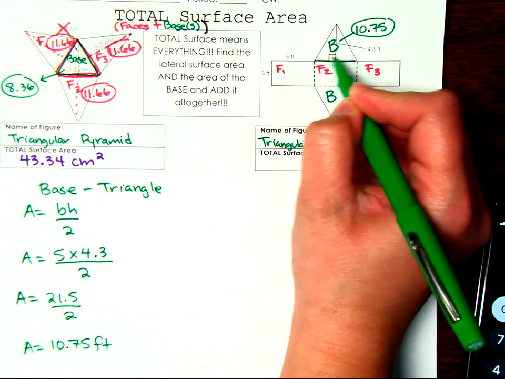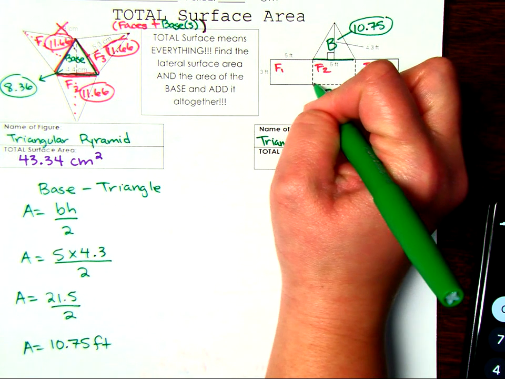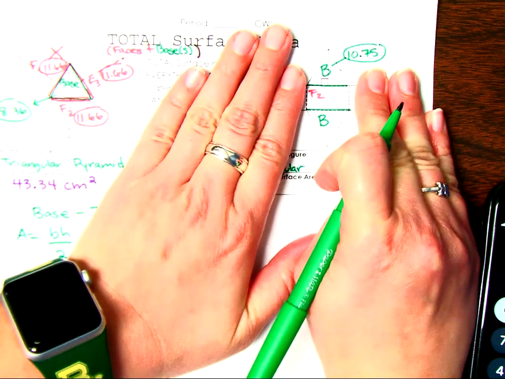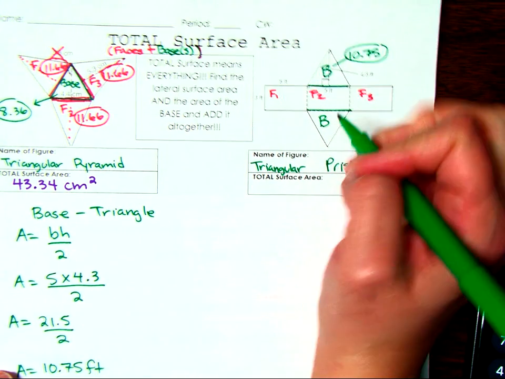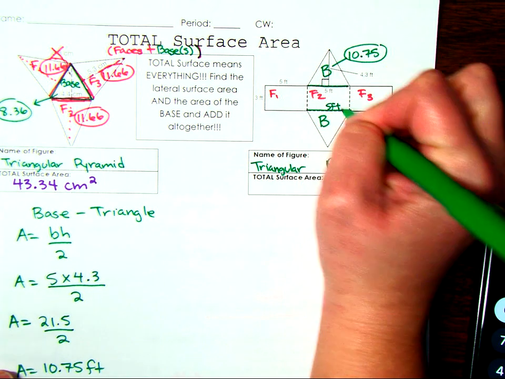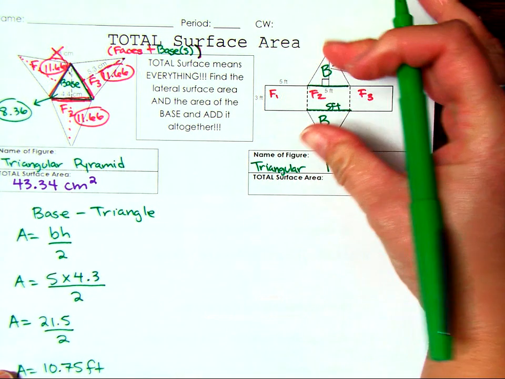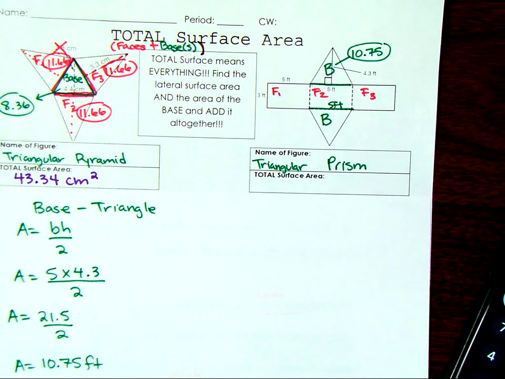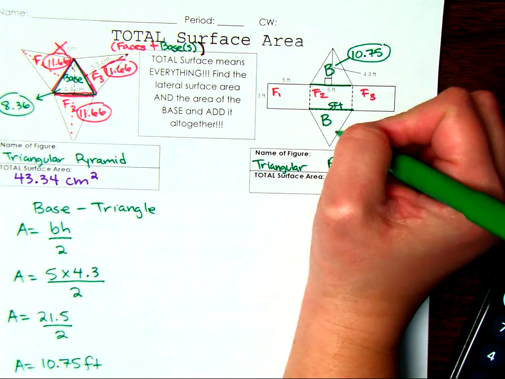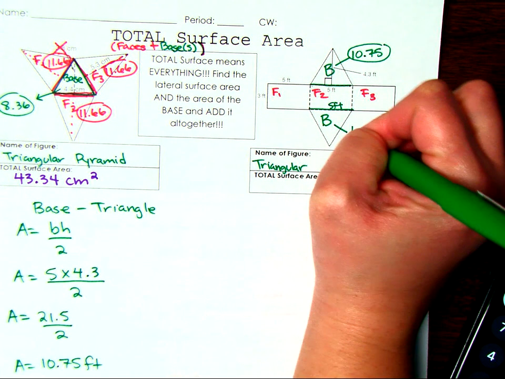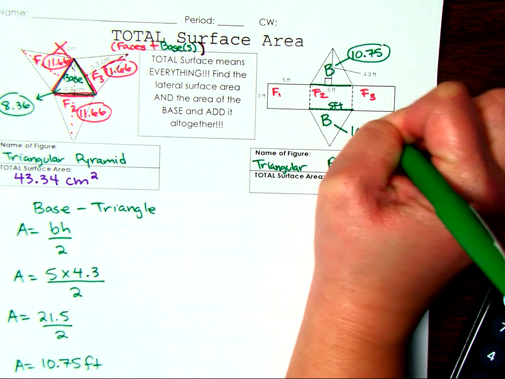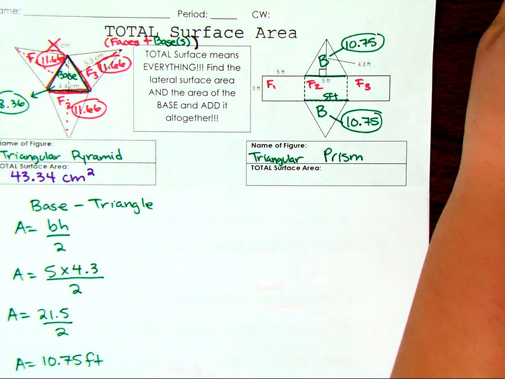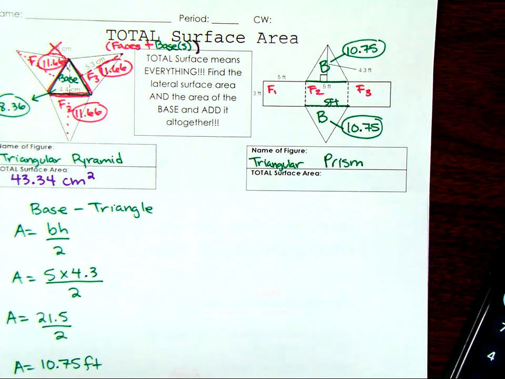Well, if this is 5 feet right here, in this rectangle, parallel sides are opposite and congruent. So if this is 5 feet, this is 5 feet. And when we fold those triangles up right here, and then we fold these rectangles around it, that would be my triangular prism. If you stop and think about it, that means those triangles are congruent. So instead of using the formula again, we just already know that that's the same amount. Okay? All right, let's look at face 1 right here.